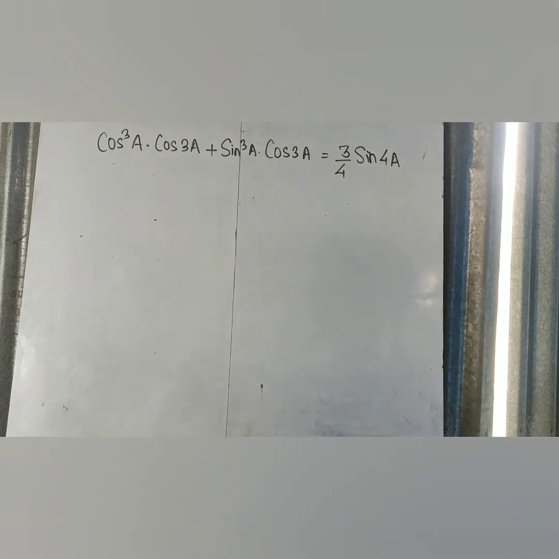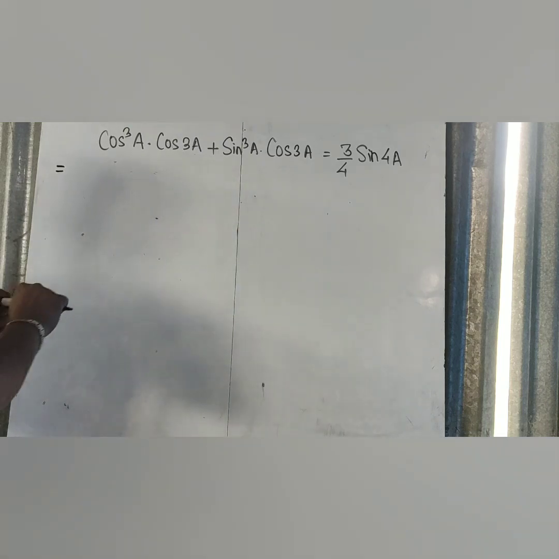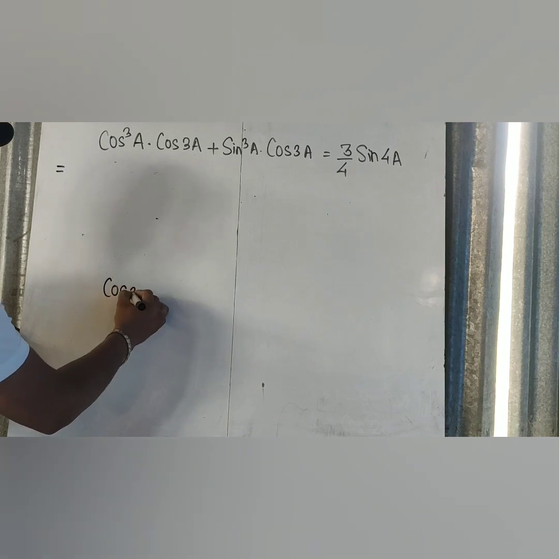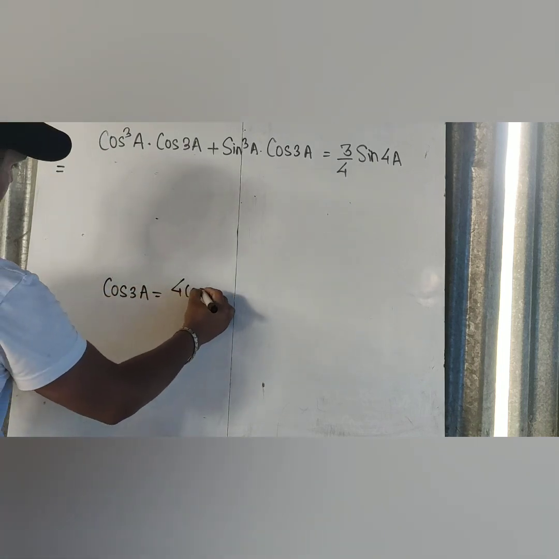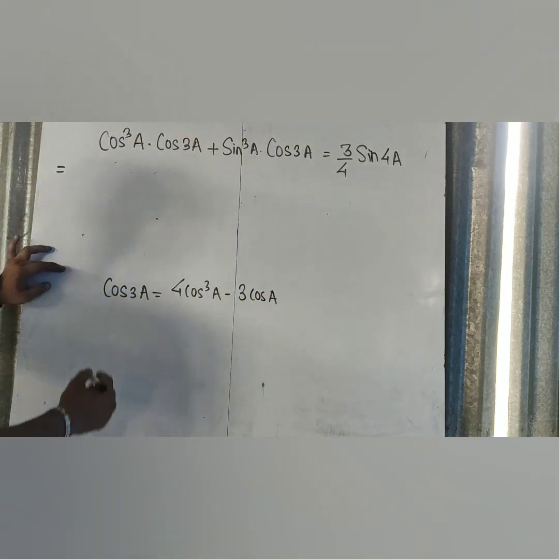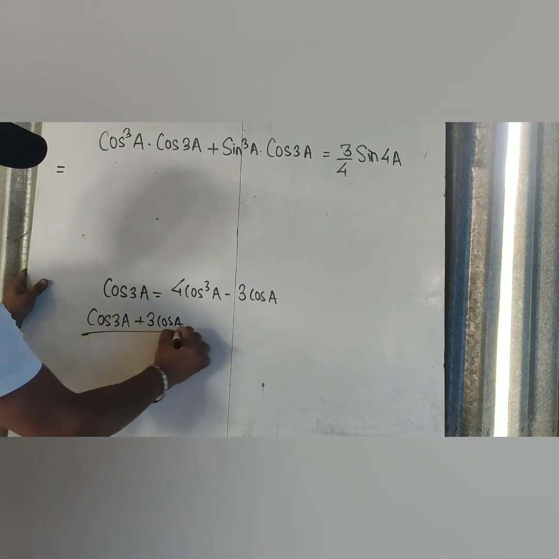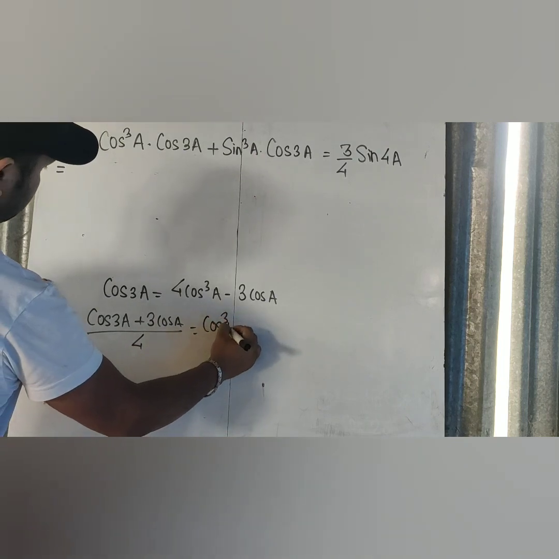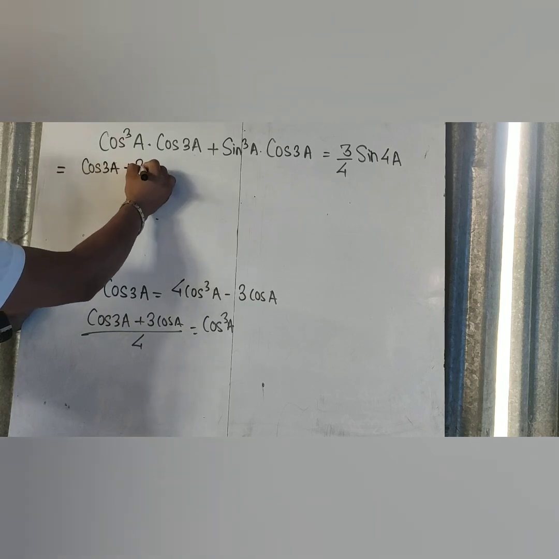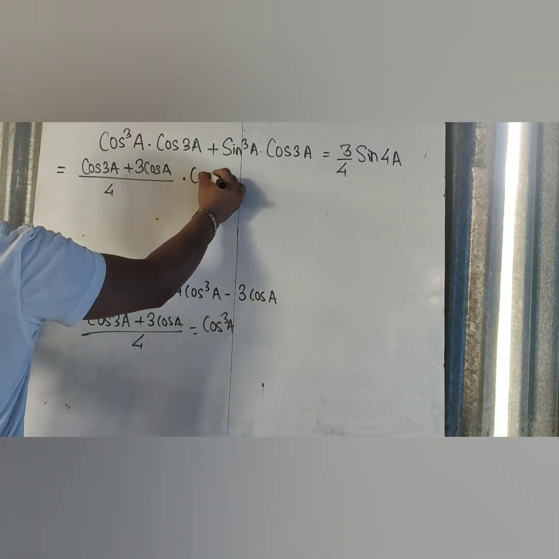Okay, we're going to solve this problem from LHS. We have cos cube a here. We should know the formula of cos cube a. So we have here cos 3a is 4 cos cube a minus 3 cos a. So when you further simplify it, we get the formula of cos cube a: cos 3a plus 3 cos a by 4 is the formula of cos cube a. So we're going to write the same. Cos 3a plus 3 cos a by 4 into cos 3a.